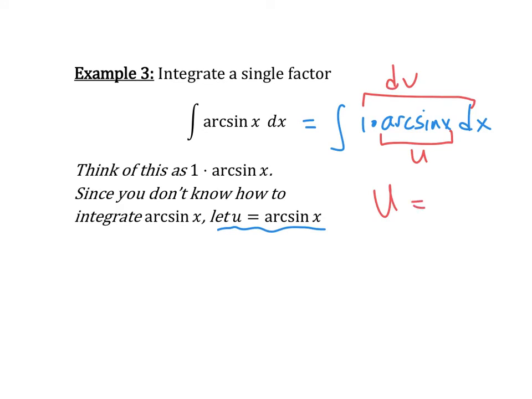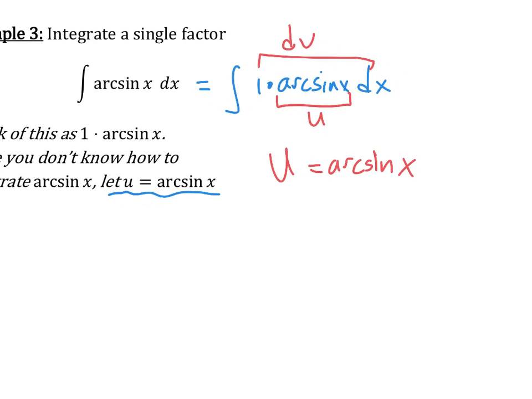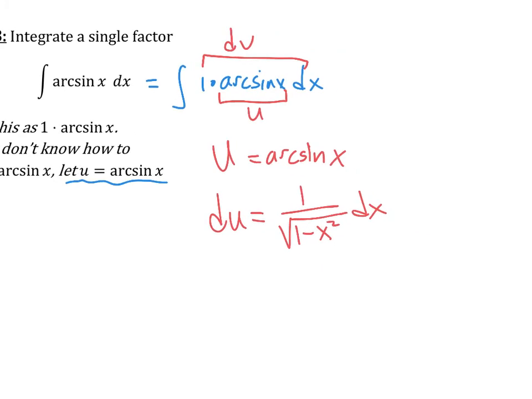So u is arc sine. We'll take the derivative of that, okay? We're okay taking the derivative, we're just not okay integrating it. That's the whole problem. So u is arc sine, so we can find the derivative of that. That's easy. Derivative of arc sine, we know, is 1 over the square root of 1 minus x squared dx. And then our dv is 1 dx. And let's go backwards and find v.